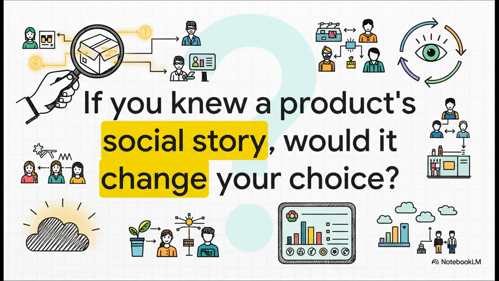Which, of course, brings us right back to where we started. The whole point of all this research is to make the invisible visible, to give every product that transparent social story. So the final question is really for you. If you had that social nutrition label on everything you bought, would it actually change your choices? What would you do with that power?